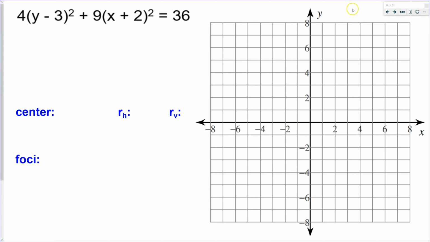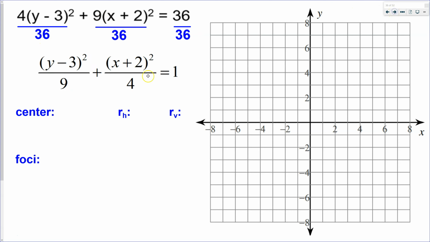So we're going to divide every single term by 36. And then you notice that I have 4 over 36. So we're going to treat that like a fraction. 4 over 36 would be 1 over 9, and 9 over 6 would be 1 over 4. So that ends up being y minus 3 over 9 and x plus 2 over 4.